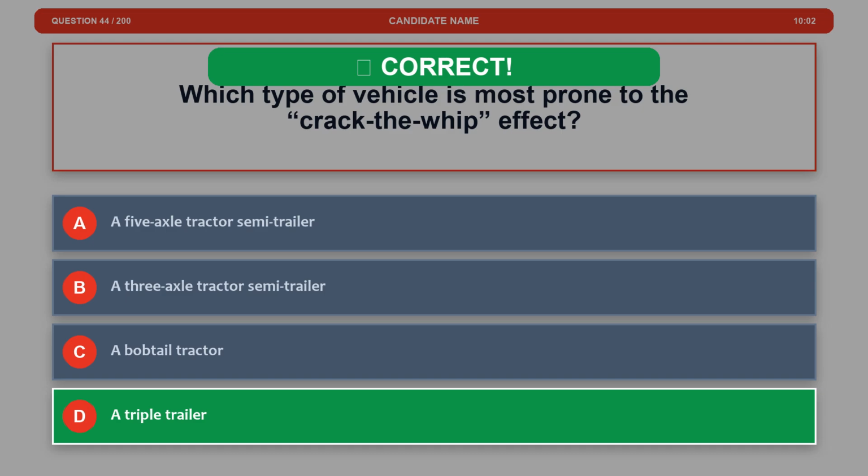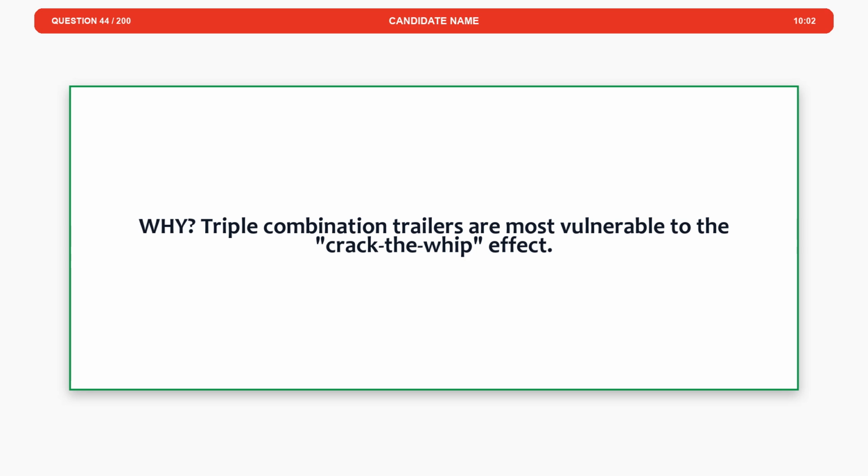The correct answer is option D, a triple trailer. Explanation. Triple combination trailers are most vulnerable to the crack the whip effect.